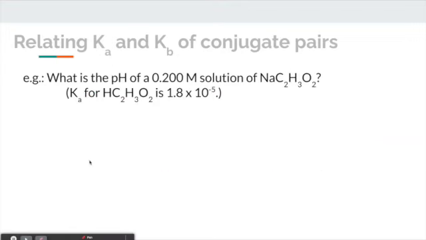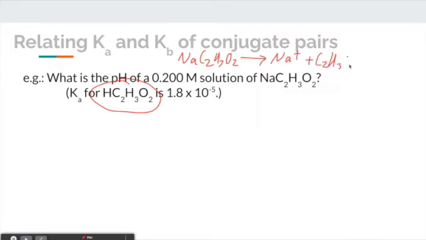Here's a problem. What is the pH of a 0.2 molar solution of NaC2H3O2? And it gives us the Ka for HC2H3O2. The reason for that is because if you look at this acid, and if you look at the anion here in NaC2H3O2, it's its conjugate base. So here's what would happen in this solution. The NaC2H3O2, because it's a group 1 salt, is going to completely dissociate, and you're going to get sodium ions in solution, but also C2H3O2 minus ions. That ion is the conjugate base of that acid.